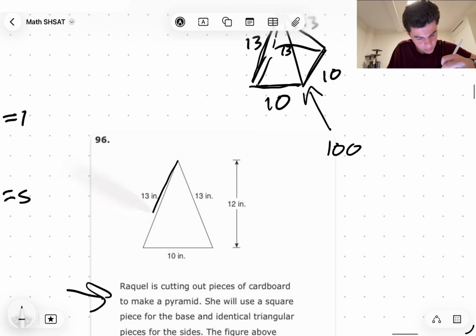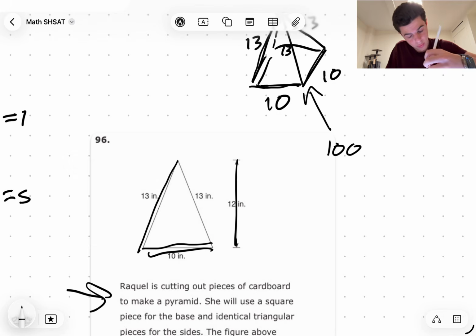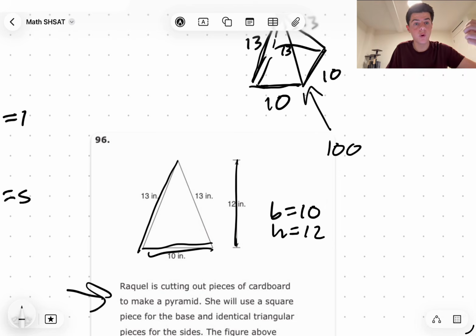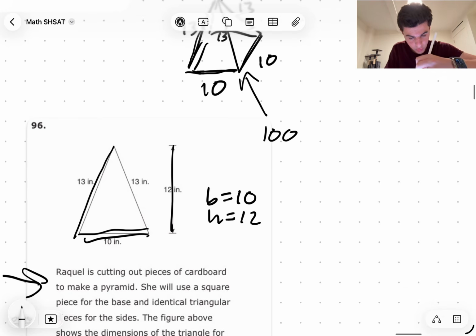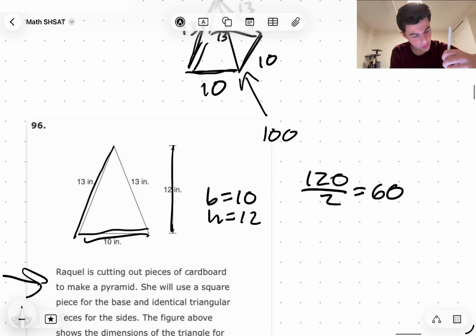And now we know the surface area of this triangle, this one face right here. We know this is 12. We know this is 10. So our base is 10, our height is 12. So we can find the area of that face by doing base times height over 2. So 120 over 2 equals 60. So we know the area of this is 60 inches squared.